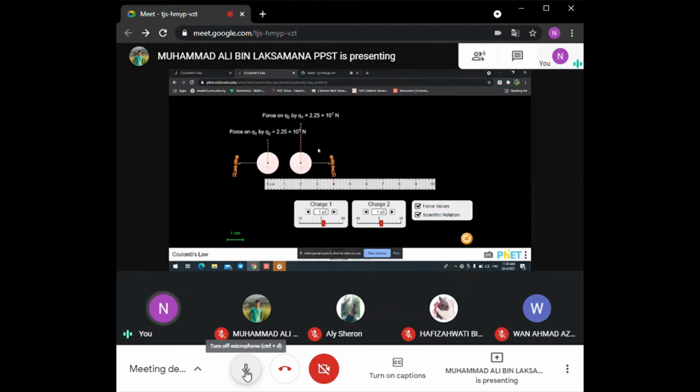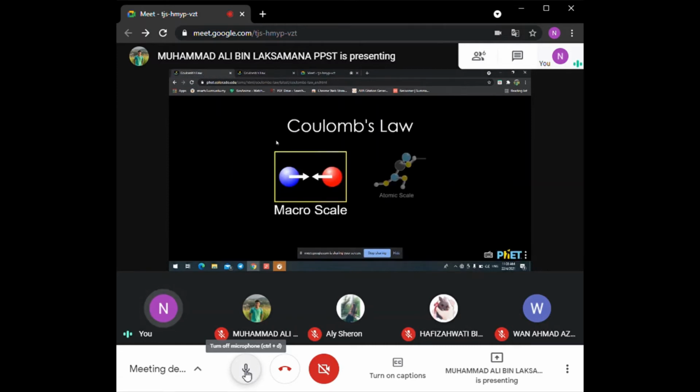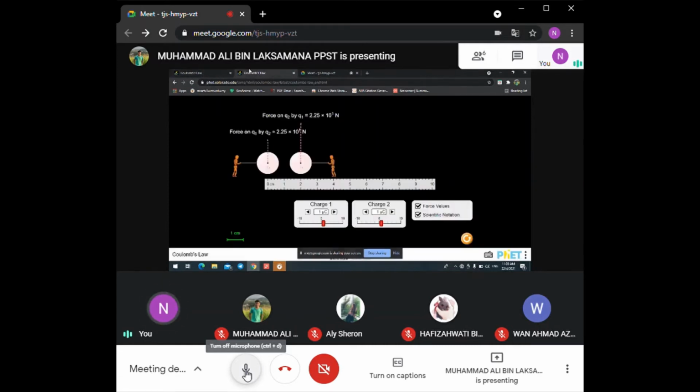I will talk about the procedure for objective 3 and 4. First, click on the Coulomb's law simulator and click the macro scale. Then, set charge 1 to negative 10 microcoulomb and set charge 2 to 10 microcoulomb.